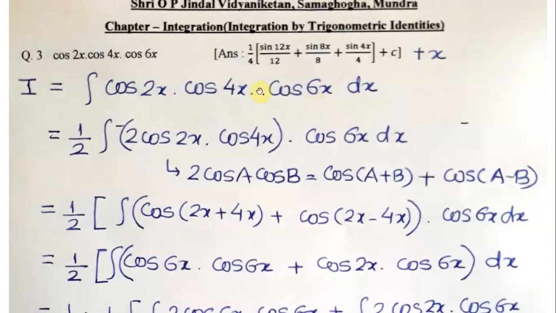Now you will say we can simply integrate cos of 2x and divide by the derivative of 2x, which is 2, then integrate cos of 4x and divide by the derivative of 4x at the end, and in the same way we can integrate this one also. But remember, it is not possible. We can integrate each one individually.